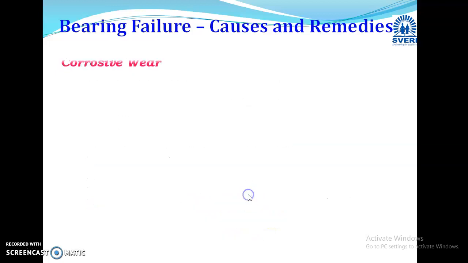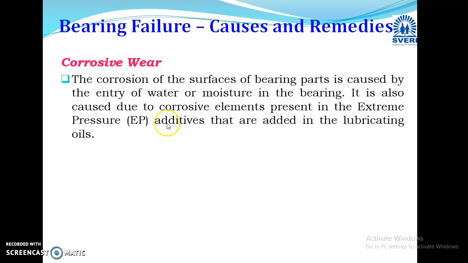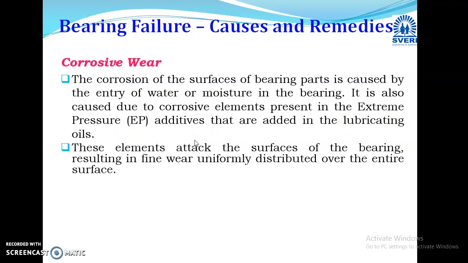Second, we will discuss corrosive wear. The corrosion of the surfaces of bearing parts is caused by entry of water or moisture in the bearing. It is also caused due to corrosive elements present in the EP additives. Extreme pressure additives are added in the oil to enhance its lubricating properties, but due to these EP additives, the bearing gets corrosion or corrosive wear occurs. These elements attack the surface of the bearing, resulting in fine wear uniformly distributed over the entire surface.